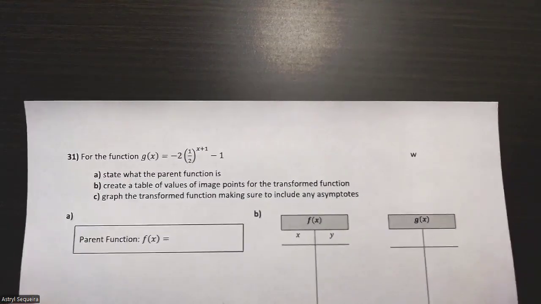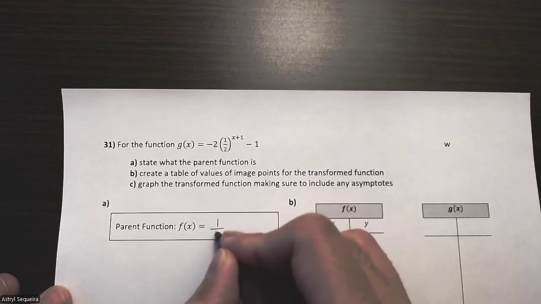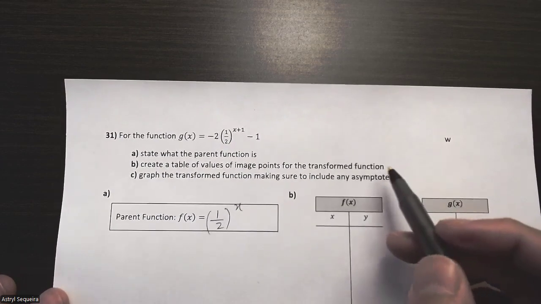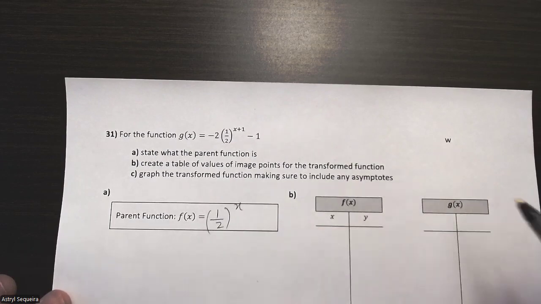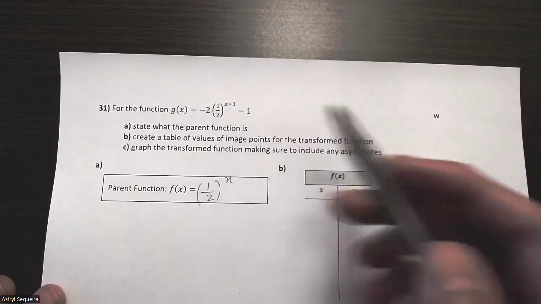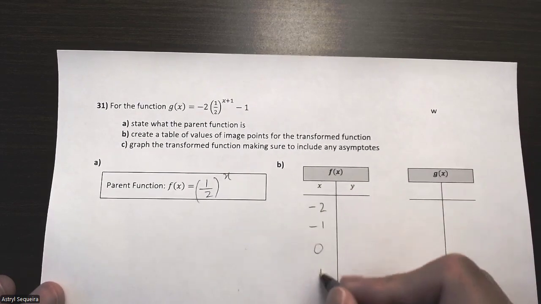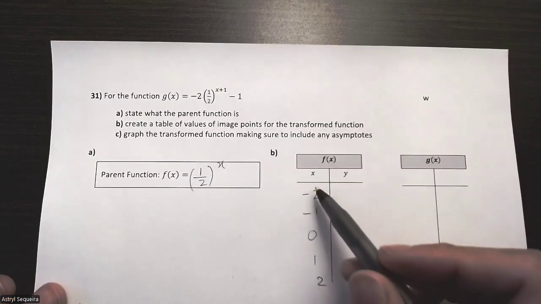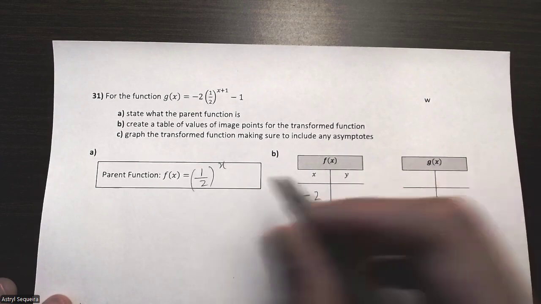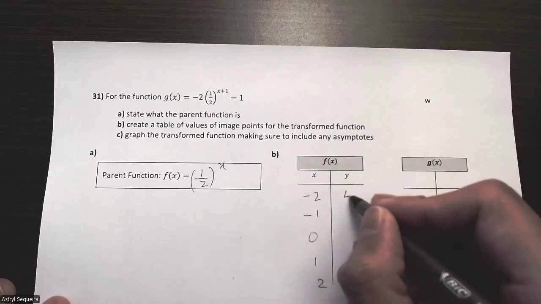Okay, next question here, we have to state the parent function. The parent function is just 1 over 2 to the power of x. Create a table of values of image points and then graph and include asymptotes. For an exponential function, the x values -2, -1, 0, 1, 2, it doesn't matter which you pick. The y values we sub in the original equation. So 1 over 2 to the power of -2 is 4.